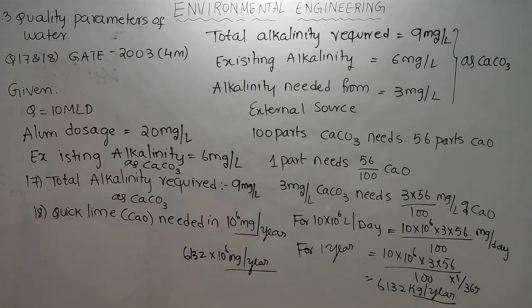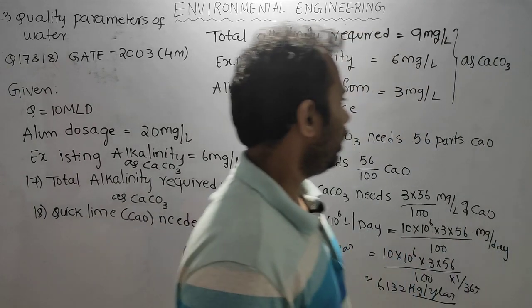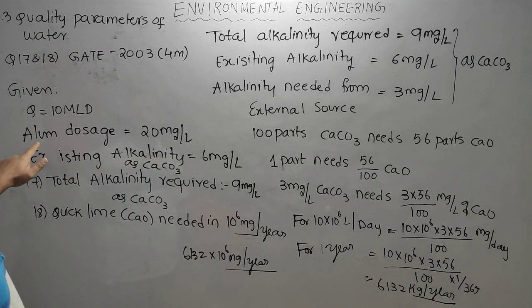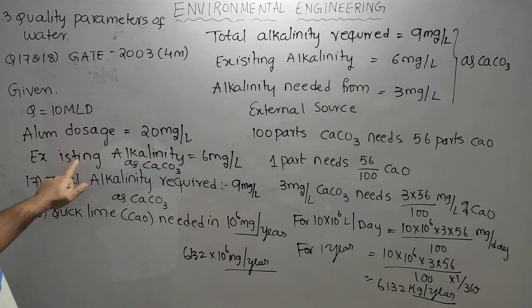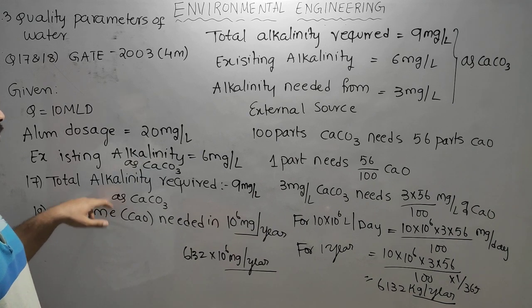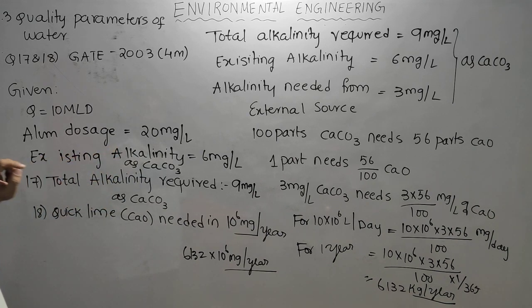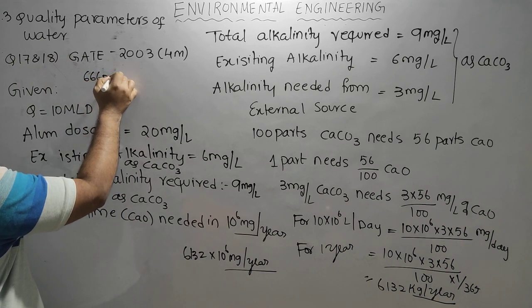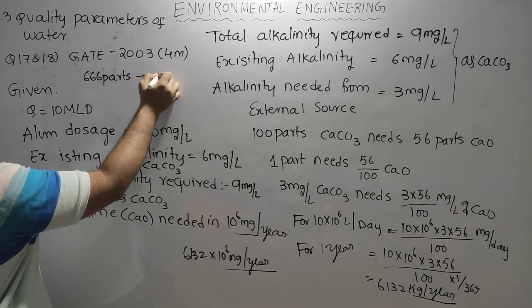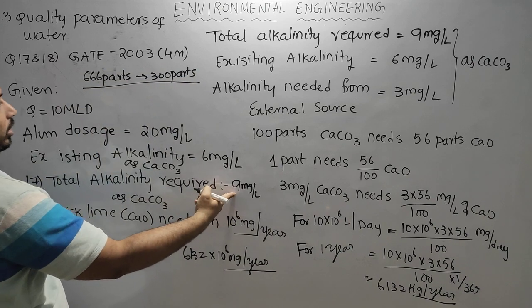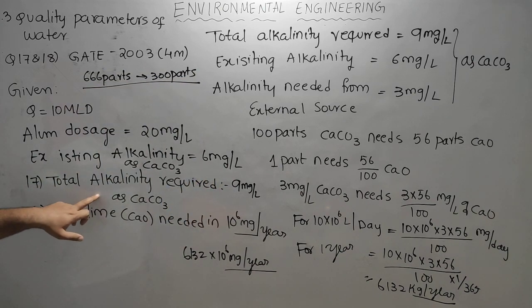So this is the 17th and 18th question, which we haven't discussed in the previous chapter. Am I clear? I would like to repeat it again. Please listen carefully. Alum dosage is given. Existing alkalinity is given. Total alkalinity required is asked, both as CaCO3. So using this formula, I got this answer as 9. This is the total alkalinity requirement as CaCO3.